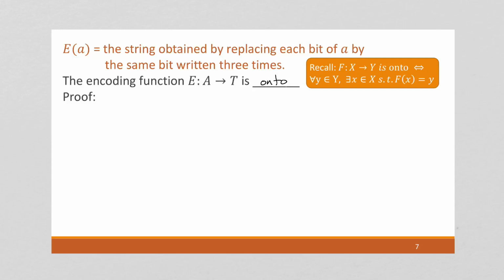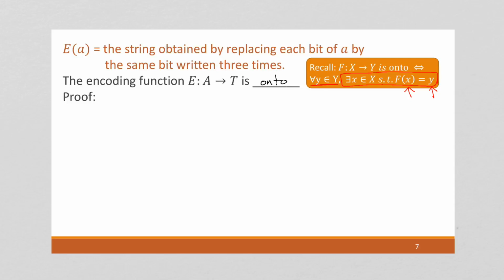And recall how we prove that. We say it's onto if and only if for all y in our codomain there exists an element in our domain such that our function, given that element in the domain, gives us the y in our codomain.